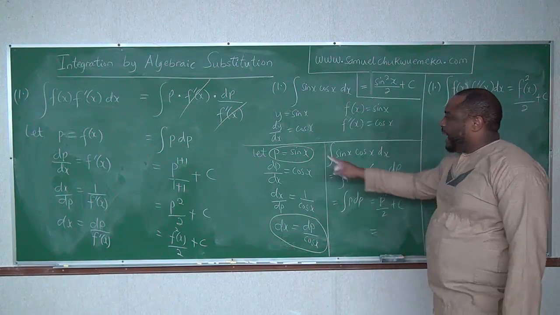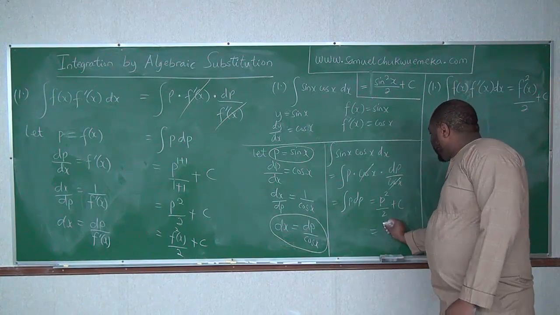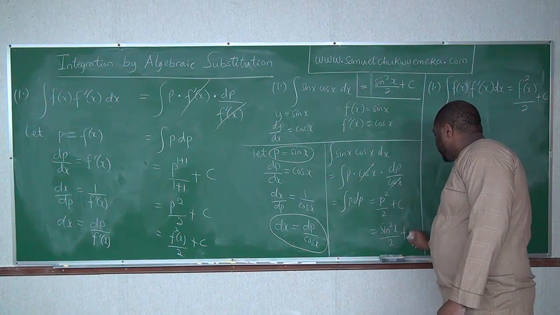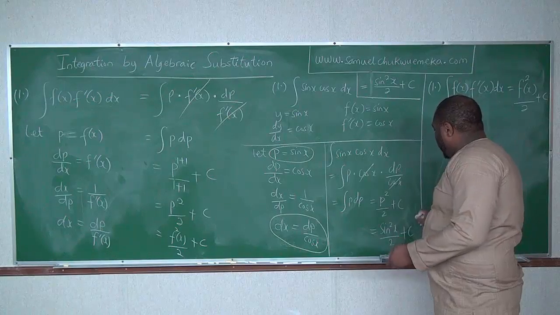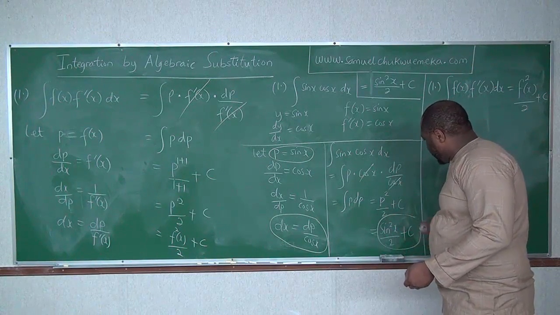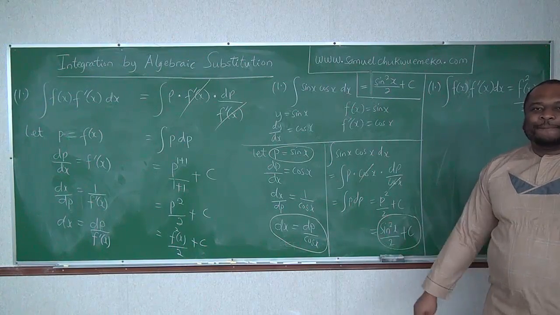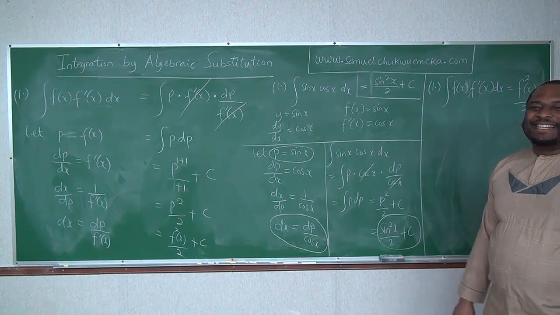And you substitute back. Sine squared x over 2 plus C. And this becomes our answer. See that? That's it.